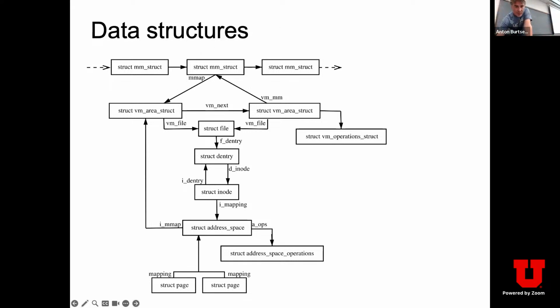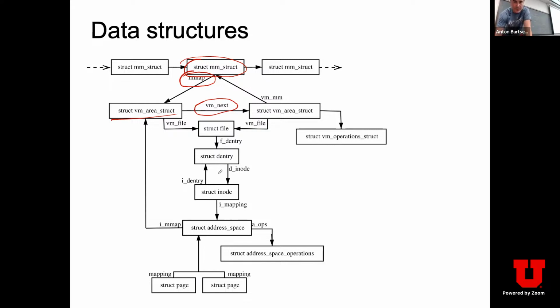For example, here is a struct, and this is a pointer mmap, which points to the vm_area_struct. vm_next points to the next vm_area_struct, and so on. The vm_file field points to a file, right? So what's important to understand here is the following.